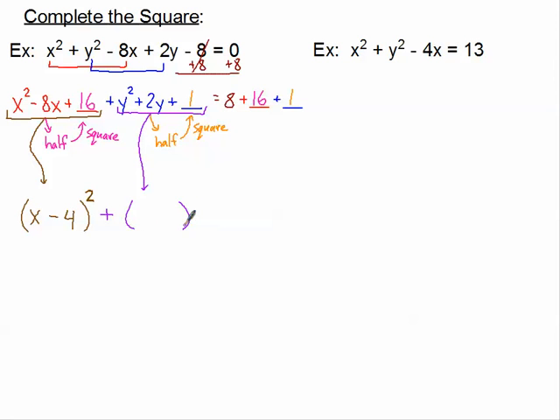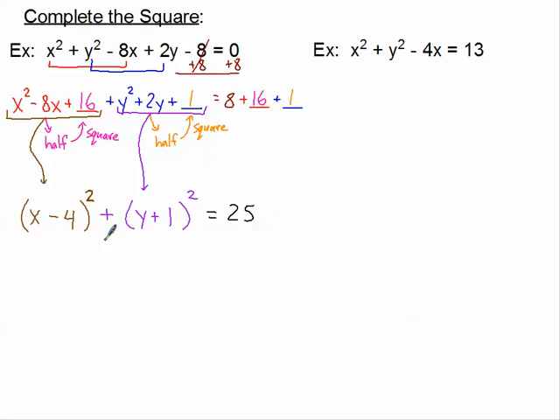Again, it factors into a quantity squared. In this case, that quantity is going to be a y, a plus sign, and either the square root of 1 or half of 2 makes my 1. On the other side of the equation, add these numbers together and we get 25, which feels pretty good because that is a perfect square. We're not always going to get a perfect square, but in this case we do.